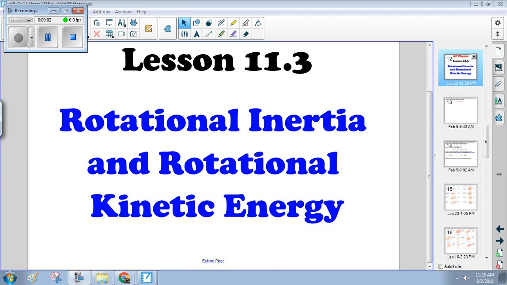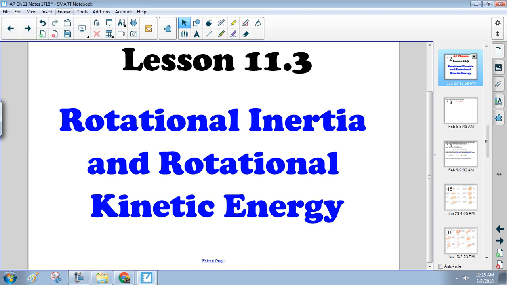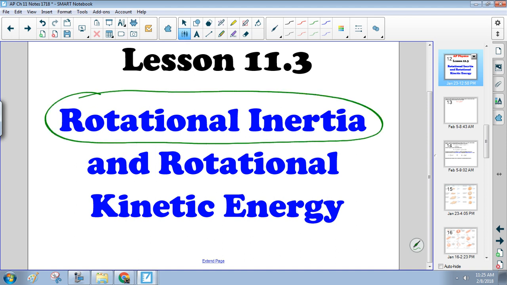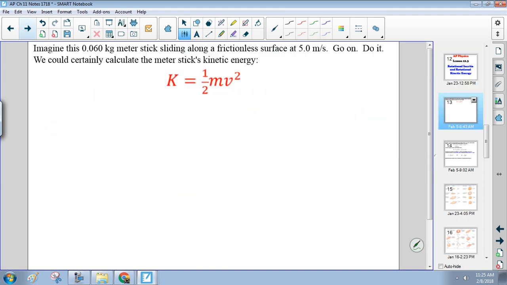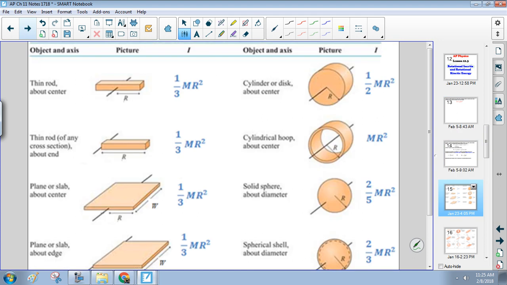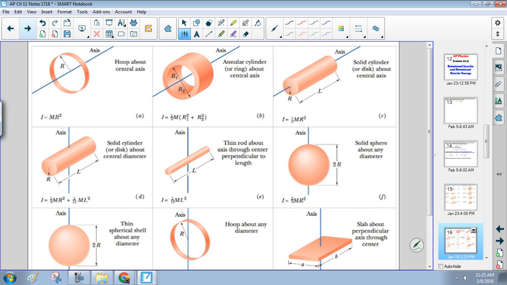All right, so here we go. Today we're going to learn about rotational inertia and rotational kinetic energy. We learned about rotational inertia last year when we did torque. You might remember these guys. We saw a few sheets that looked like this. There's this one and there's this one.